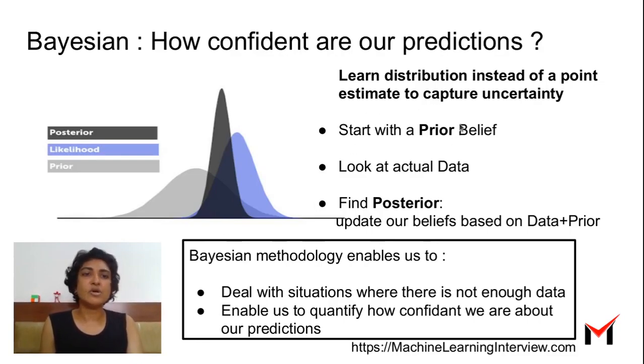The way a Bayesian model typically works, once again, just to recap, is we start with a prior belief, or some distribution that we think might be the right one, and then we look at the actual data and modify the distribution until we get something called the posterior.